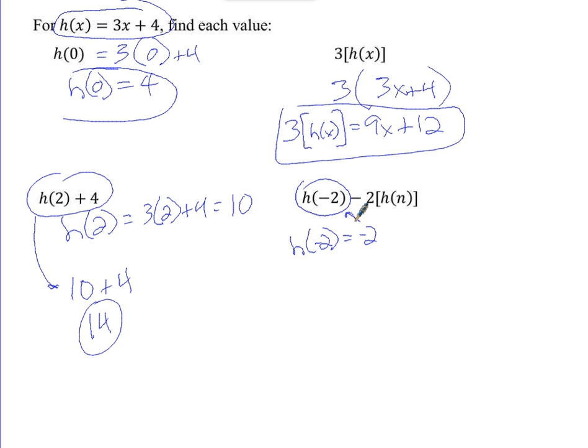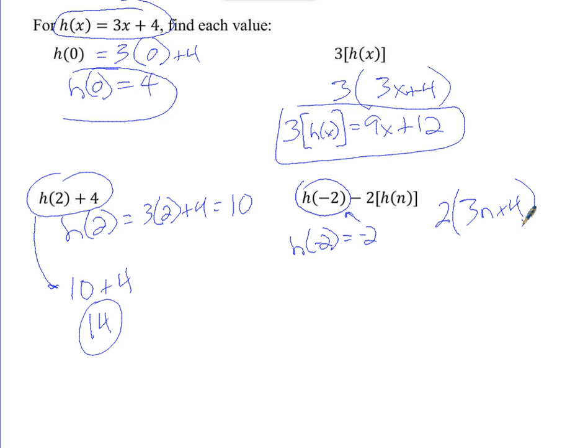Find h of n. So this part right here will become 2 times whatever h of n is. So I take that n, I substitute it in right here for x, and I get 3n plus 4. Okay? H of negative 2 is negative 2. 2 times h of n is 2 times 3n plus 4.